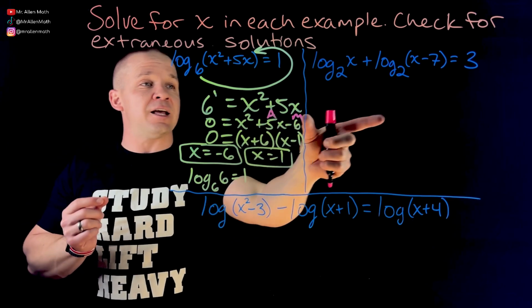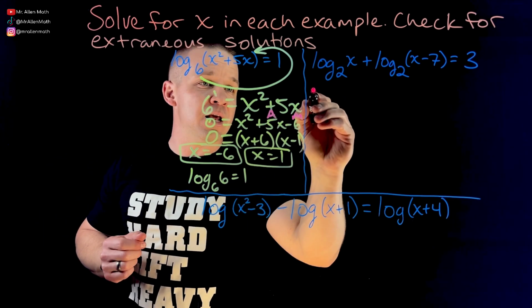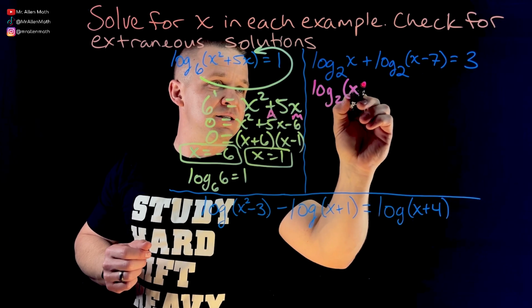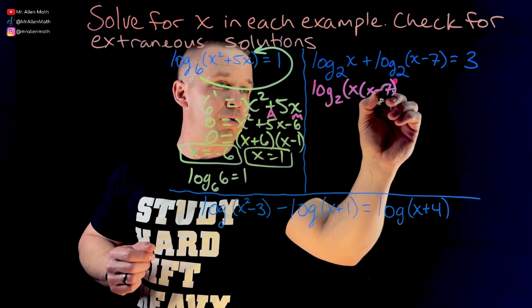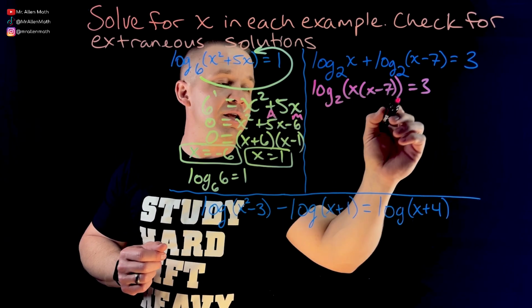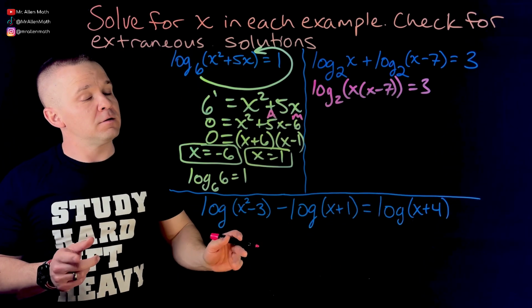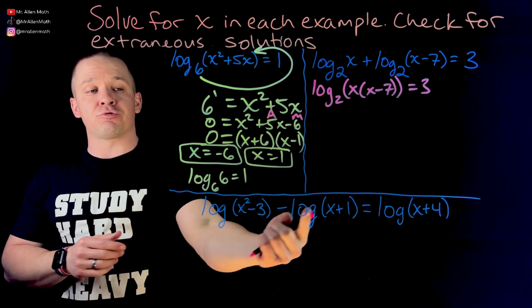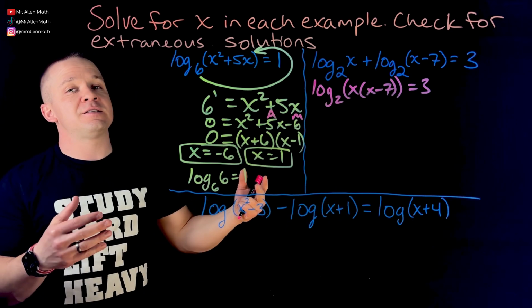What if I were to condense this into a single logarithm? Meaning log base 2 of, and then I'd have x times x minus 7. I take the product of those two arguments, and that equals 3. Okay. So with addition, it condenses to multiplication. Subtraction, which we're going to see here in a moment, condenses to division.